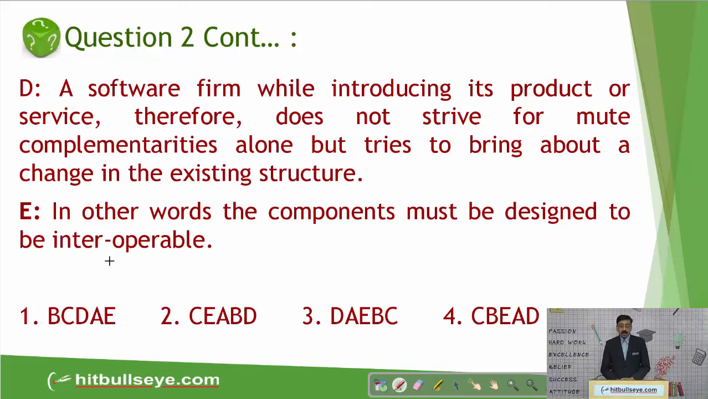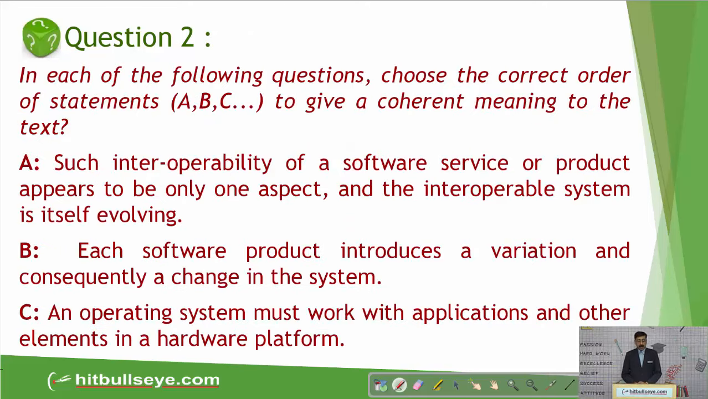So if I go through all the sentences, I will find that C is opening the sequence. Now we have got 2 options, 2 and 4. Let's go back to the sentence C. C says that an operating system must work with applications and other elements in a hardware platform. So very general, we are talking about operating system and it should work with few parameters or few accessories.